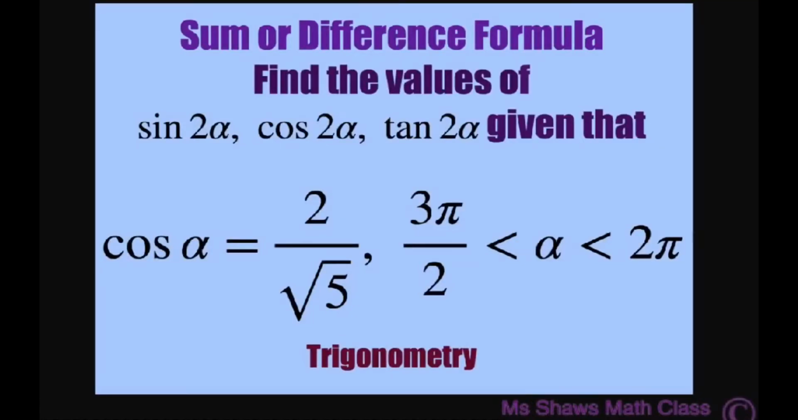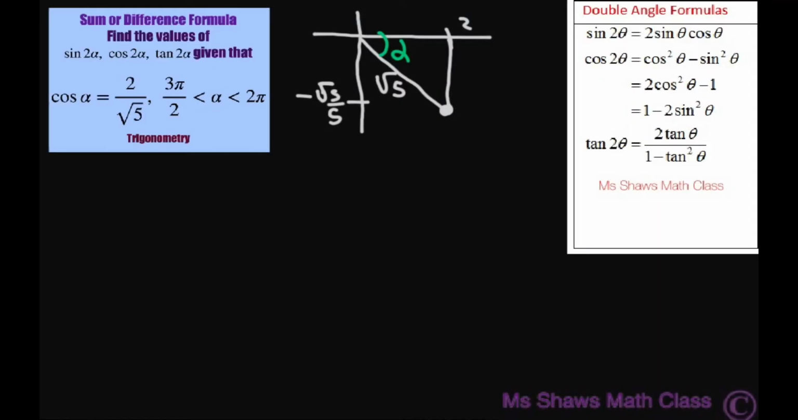One, we're going to find the values of sine of 2 alpha, cosine of 2 alpha, tan of 2 alpha, given that cosine of alpha equals 2 divided by square root of 5. Also, our angle alpha is in quadrant 4. We're actually not using the sum and difference. I shouldn't have written that. We're actually using double angle formulas.